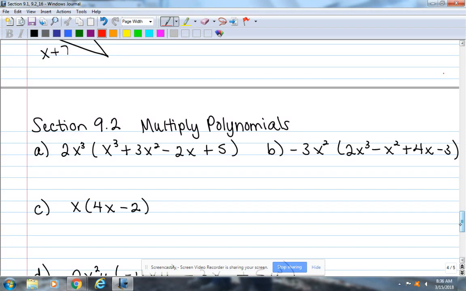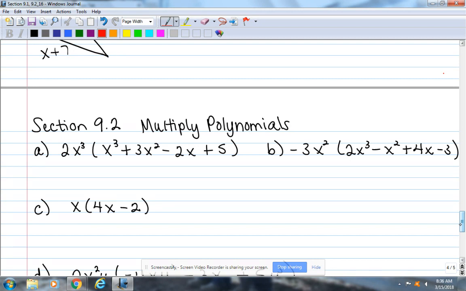It looks like distributive property because it is distributive property. Okay? So we're just going to distribute. We're going to multiply our two coefficients together, and we're going to add our exponents for the x's, because when you multiply two things with the same base, you add them.